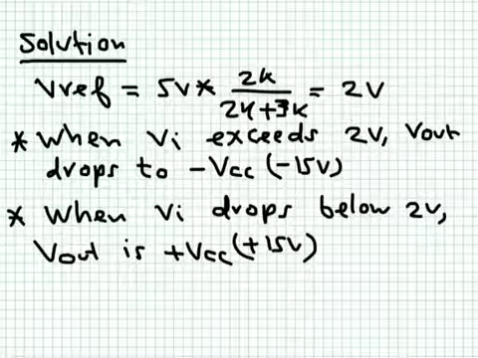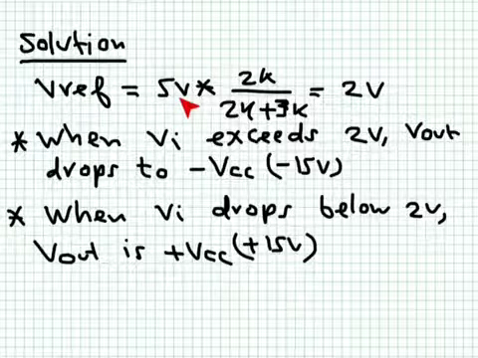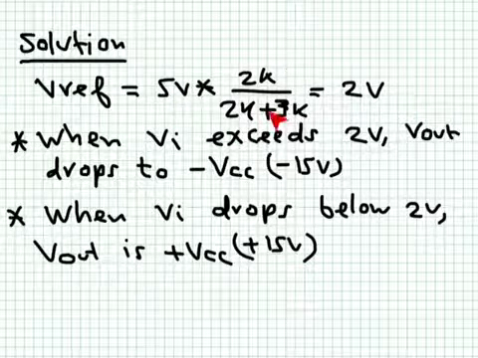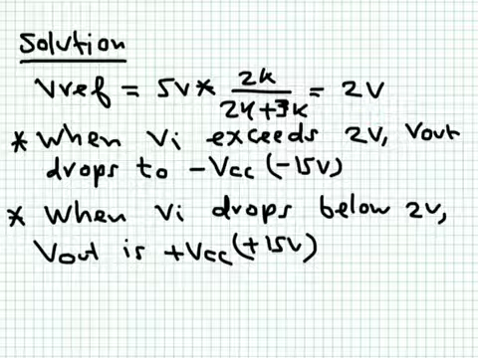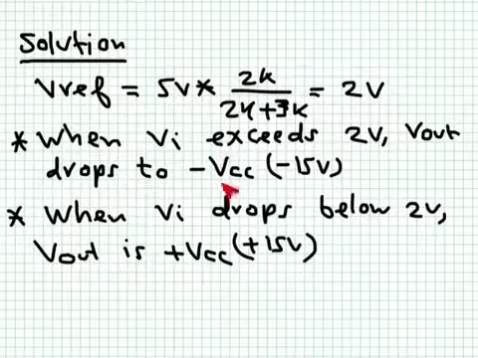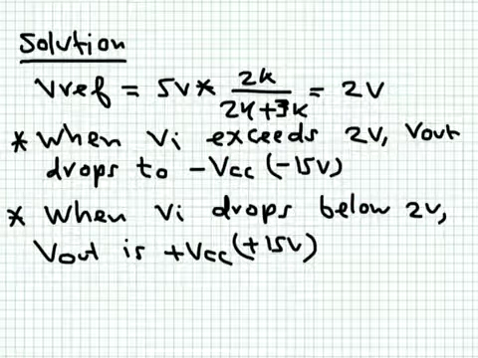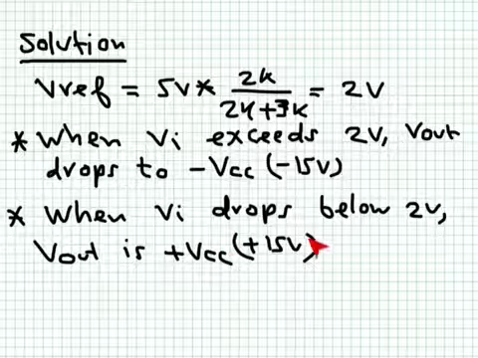So this slide shows the calculation I told you about. The reference voltage is the voltage across the 2 kilo ohms, 5 volts by 2K over 2K plus 3K. This will give you 2 volts. So when Vn exceeds 2 volts, the output will saturate at minus VCC, which is minus 15 volts. When Vn drops below 2 volts, the output will saturate at plus VCC, which is plus 15 volts.